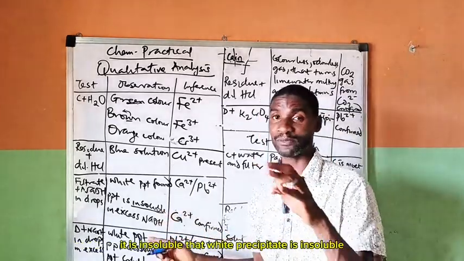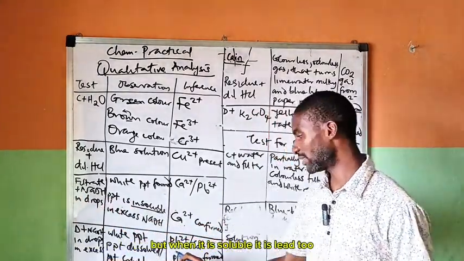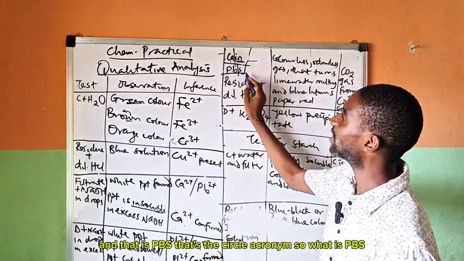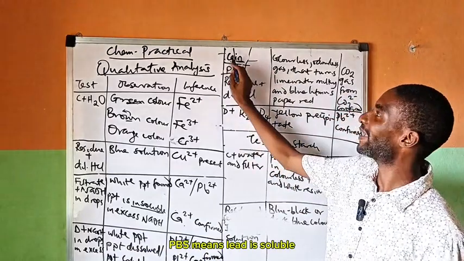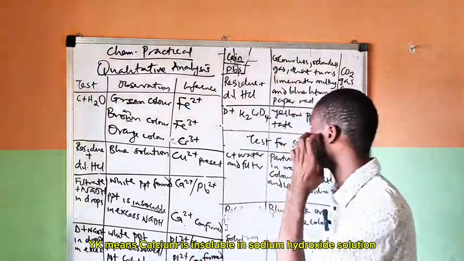That white precipitate is insoluble in excess of sodium hydroxide. It's calcium, but when it is soluble, it is Pb2+. And that is PBS, that's the second acronym. So what is PBS? PBS means lead is soluble, while CAIN means calcium is insoluble in sodium hydroxide solution.